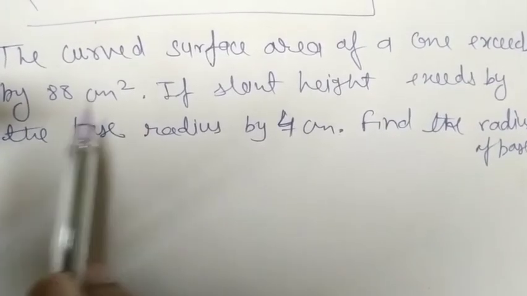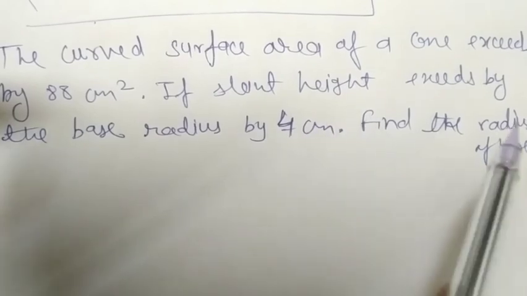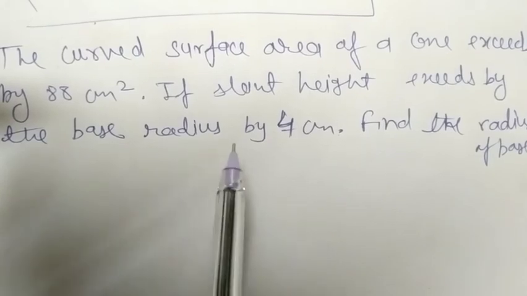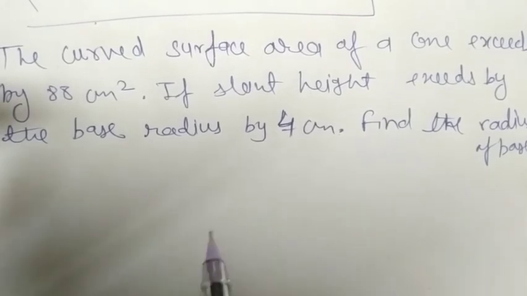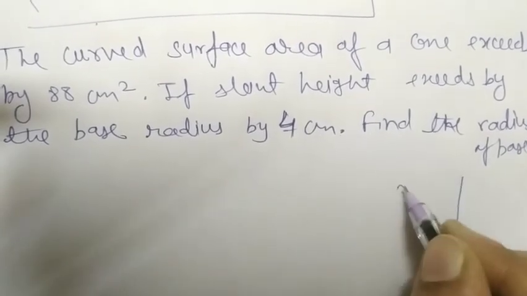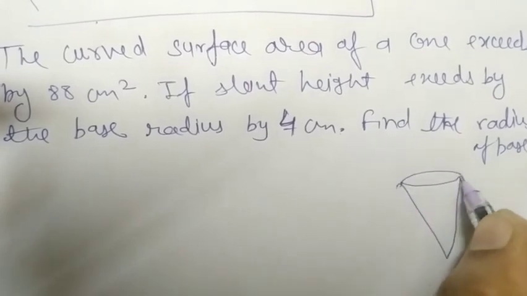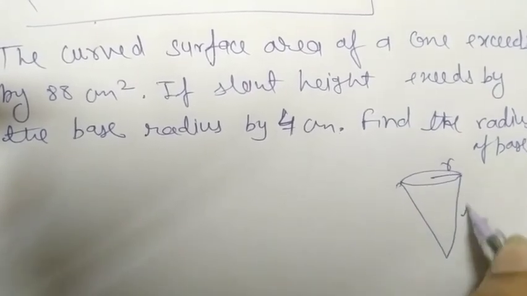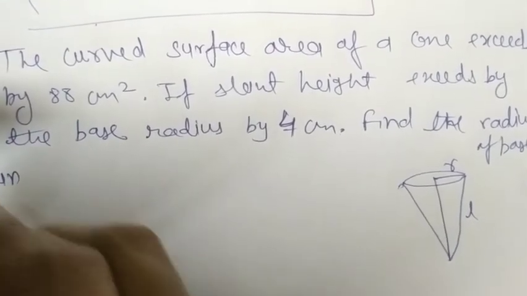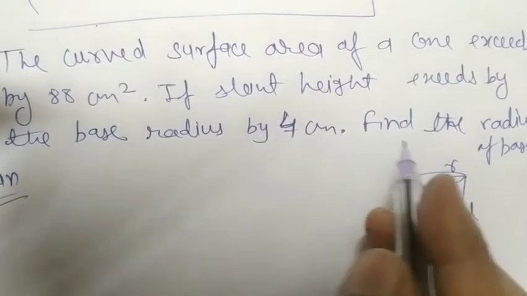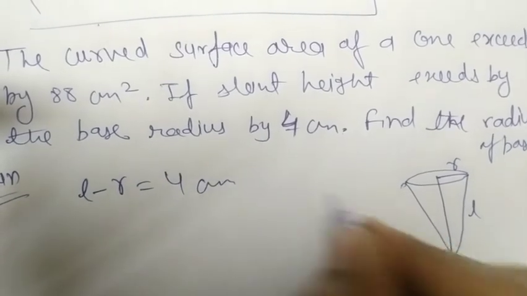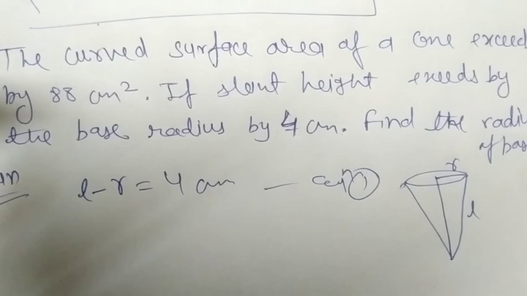Next question is given to us. The curved surface area of a cone exceeds the base area by 88 centimeter square, and the slant height exceeds the base radius by 4 centimeter. Find the radius of the base. This is a cone. The base radius is suppose r. The slant height is L. Given in the question is that the slant height L exceeds r by 4 centimeter. Okay, this is equation number 1.